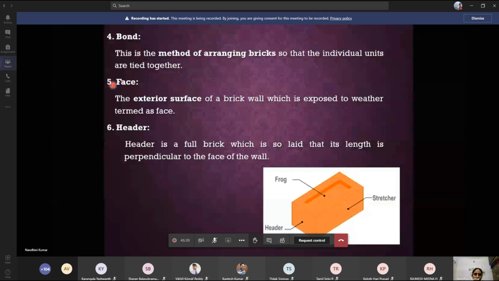Face is the exterior surface of the brick wall which is exposed to weather. A header is a full brick which is laid with its length perpendicular to the face of the wall. Stretcher is the full stone unit which we saw, that is the side. Next are the quoins. Quoins are the stones used for the corners of the walls.